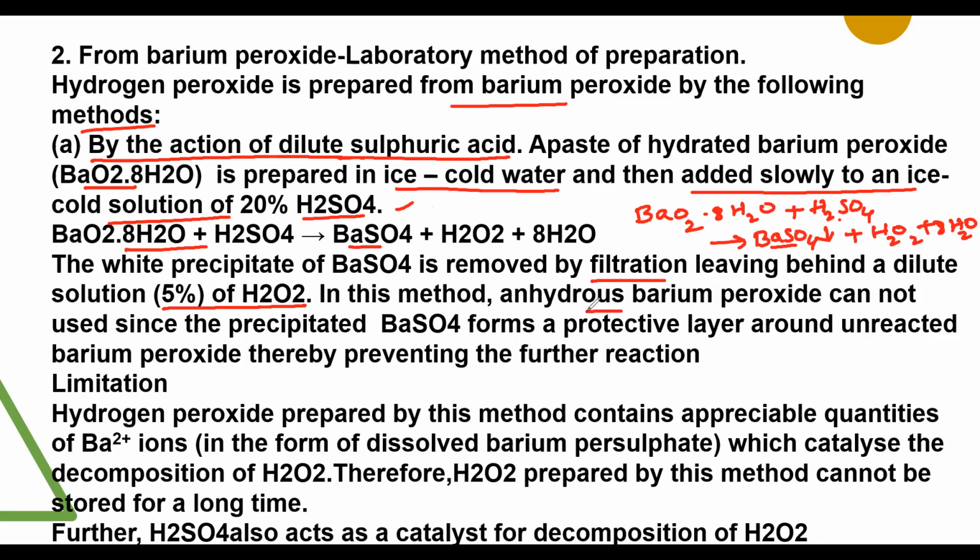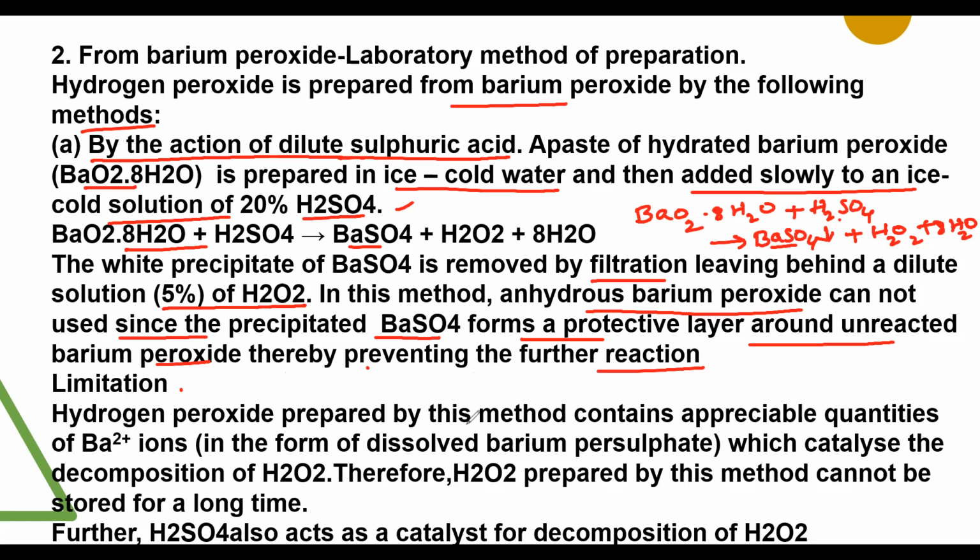In this method, anhydrous barium peroxide cannot be used since the precipitated barium sulfate forms a protective layer around unreacted barium peroxide, thereby preventing further reaction. So that's why we have to use only hydrated barium peroxide. Why? Because if you use anhydrous barium peroxide, the barium sulfate forms a protective layer around unreacted barium peroxide, preventing further reaction. So this is the limitation.